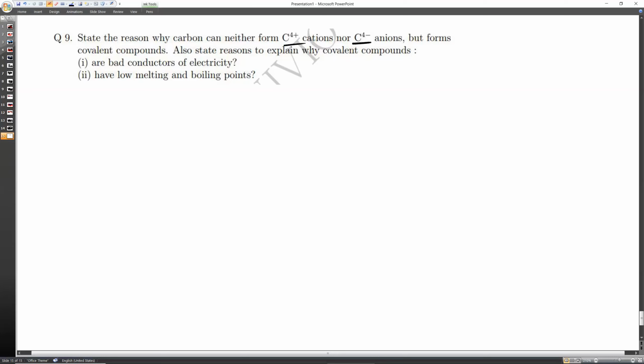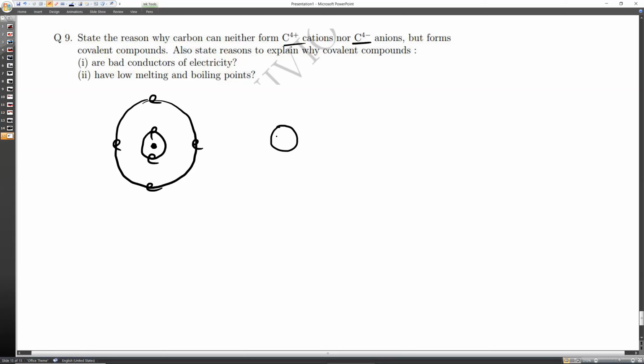Okay, this is the carbon atom that I'm going to make here. And you have to draw it, meaning the representation should be very, very good. This is the carbon atom and it has two electrons in the first shell, and four electrons in its outermost shell. Okay, one, two, three, and four.